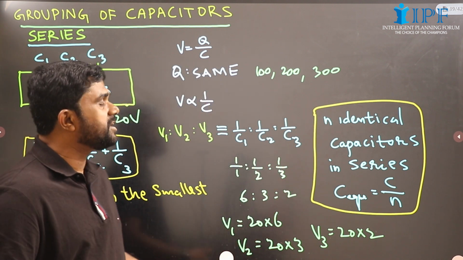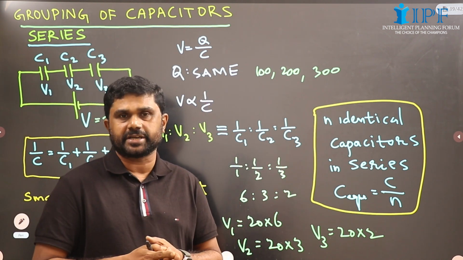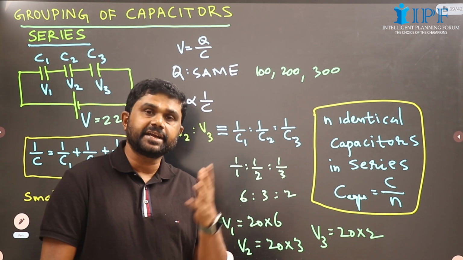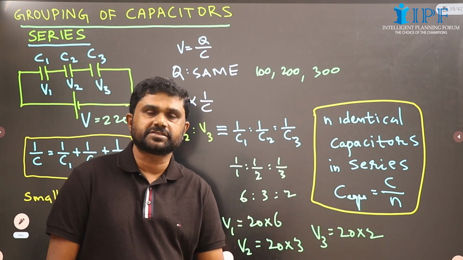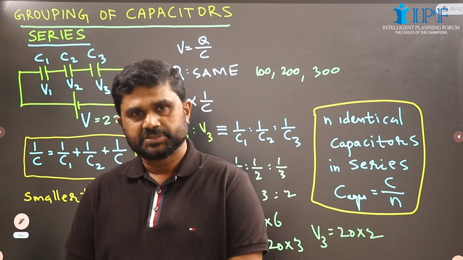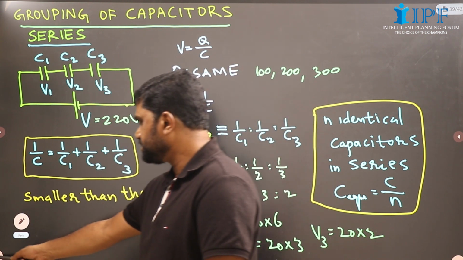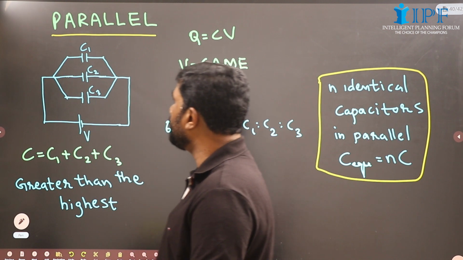Okay, now suppose we have N identical capacitors connected in series. So the effective capacitance will be C by N.